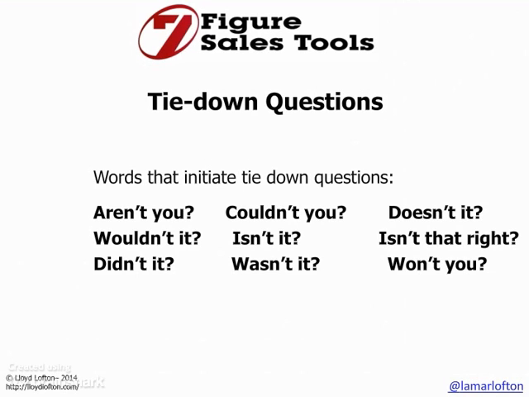Tie-down questions are generally indicated by aren't you, wouldn't it, didn't it, couldn't you, isn't it, wasn't it, does it, isn't that right, and won't you? So what I would tell you to do is practice putting together tie-down questions using these words so that they become an integrated part of your sales personality. In other words, that's part of your mantra. And the more mantras you have, the more key phrases you have, the more questions you already have, and the more it's an integrated part of your sales personality, the more you can listen to what the prospect is saying, not just what they said. Too many times salespeople are thinking about the next thing they're going to say, and they don't really listen to what the prospect meant.